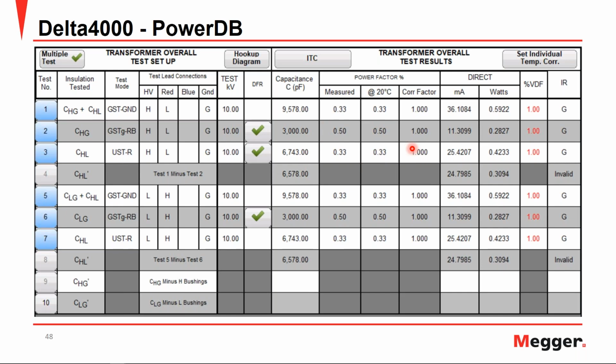Since I was in simulation mode, my correction factor was 1, but this would be your individual temperature correction that is specific to the asset that you are testing. Then to the right, we have our direct measurements that include our milliamp measurement for our current, and then our watt loss measurement.